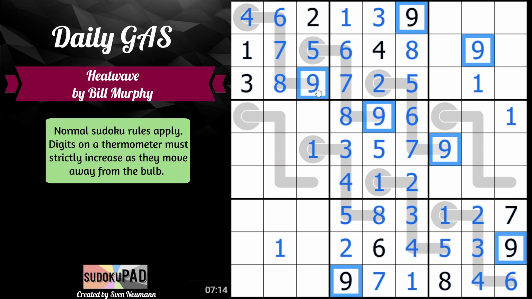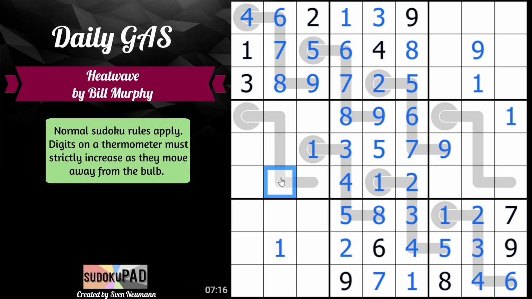Right, where can 9 go in this box? Here, here, it can't go here, because if this was 9, this would have to be 10. So this is 9, this is 9. Let's see. Do we have 2s now? Interesting. X-wing of 2. 2 and 2. All right, and 8's going to give us something similar. So 3s.